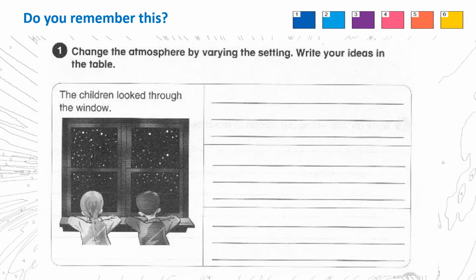After we looked at those examples, then you had to write 3 different sentences, each one describing a different atmosphere. For this sentence, the children looked through the window. Now, there were many different things that people here wrote. They wrote about shooting stars. They wrote about creepy shadows creeping across the lawn. They wrote about the children being sad because they could hear their parents arguing downstairs. All different atmospheres.